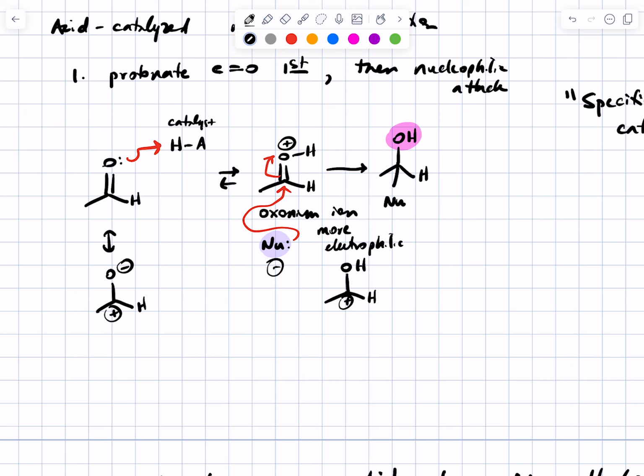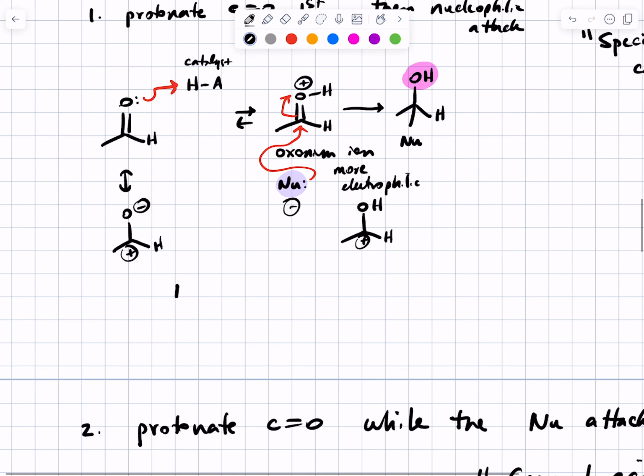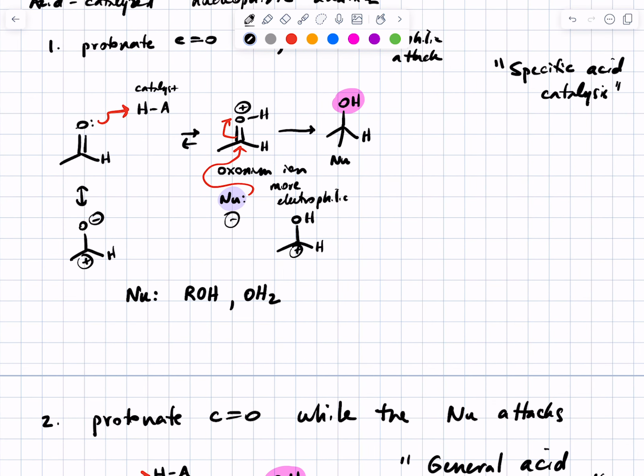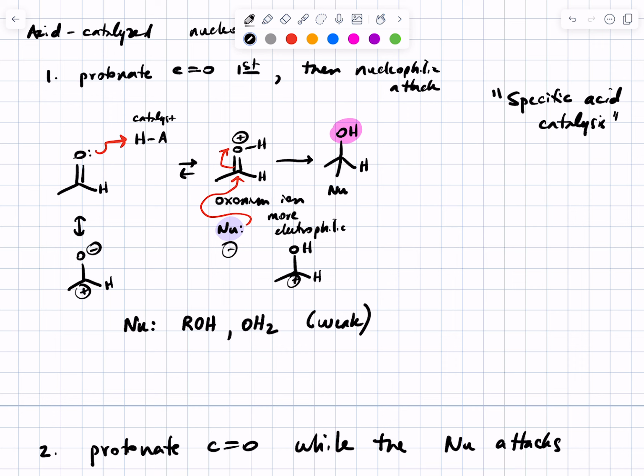If it's a super strong acid, maybe you protonate first and the nucleophile doesn't have a chance to attack yet. We're going to see in this chapter that nucleophiles like water and alcohols, because they're weak nucleophiles, prefer to protonate first and then attack. The reactions that go by this mechanism are called acetal formation and hydrate formation, ketone or aldehyde hydrate formation.